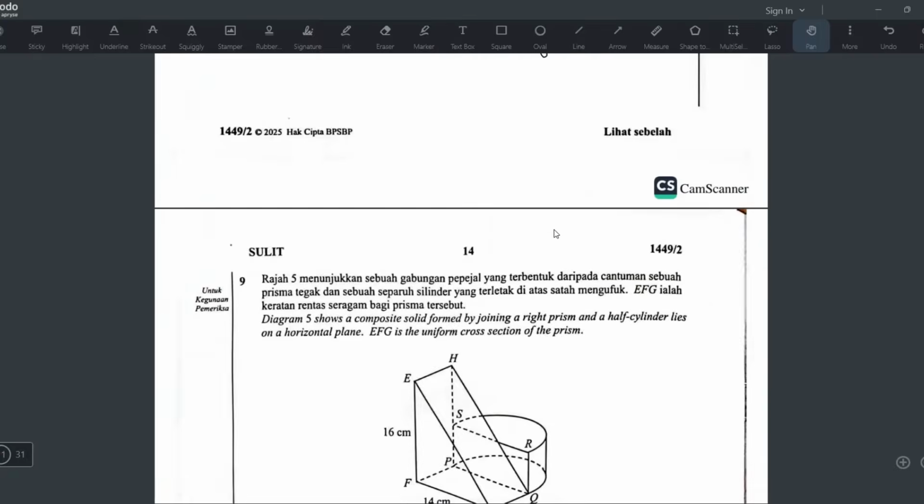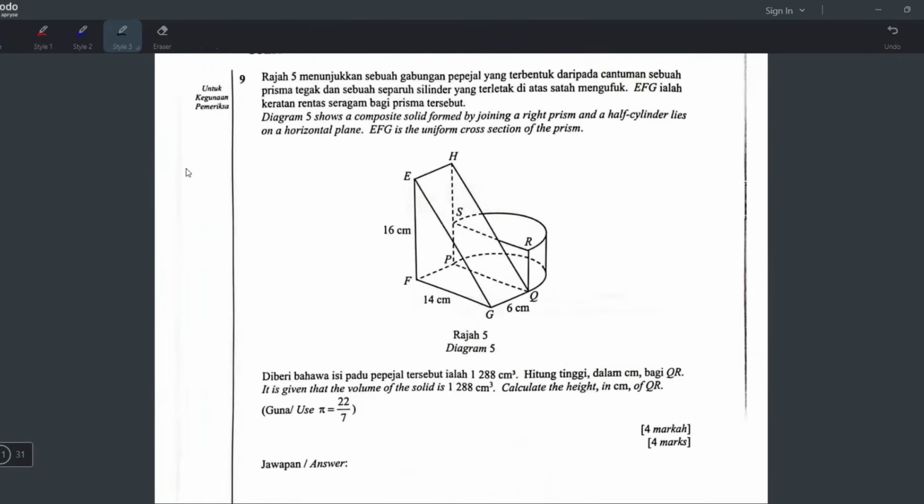Let's continue. Okay. Number 9 is the lower form chapter. Yeah. And this chapter is we learn about the 3D geometrical shape. Yeah. We belajar pasal the luas permukaan, isi padu, yeah, the total surface area and the volume.